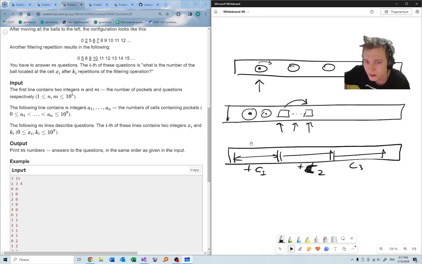So we need two things. We need to make a composition of two functions, first of all. And secondly, like in binary jumps, we need to apply some function to some ball.